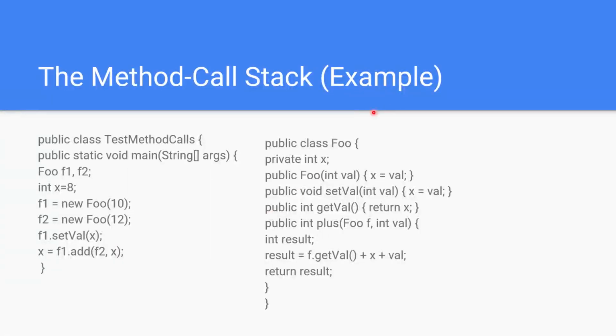Here we can see we have a class called Foo, and a class called TestMethodCalls. There is one main method, and this main method is declaring and instantiating the Foo class, passing in an integer for our constructors. And then we are calling setValue and add on object F1, which is of type Foo.